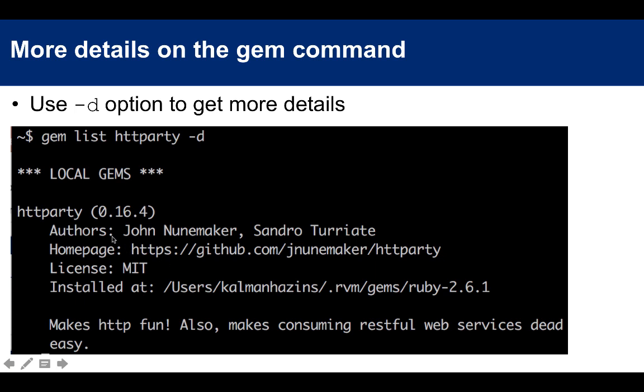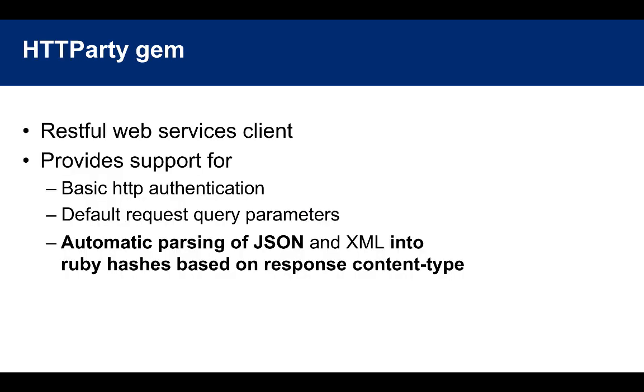Another useful option is the -D option for detail, and it will tell you more information about the particular gems. In this case, it will tell you the authors, the homepage, the license, and it will also tell you what this thing actually does. So in the case of HTTParty, it makes HTTP fun, also makes consuming RESTful web services dead easy. Okay? So in essence, HTTParty is a RESTful web services client. Provides support for basic HTTP authentication, default request query parameters, and most importantly, it provides support for automatic parsing of JSON and XML into Ruby hashes based on response content type.